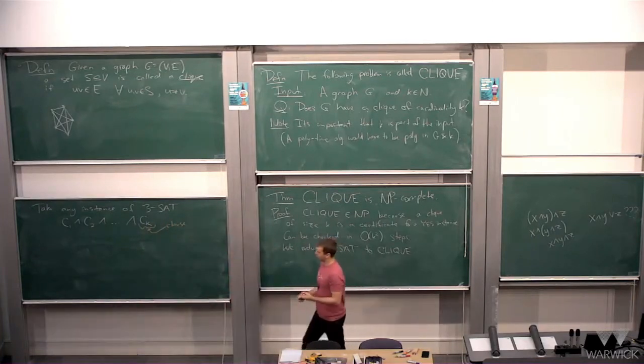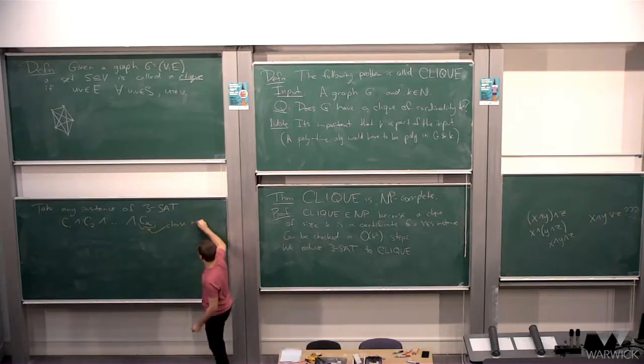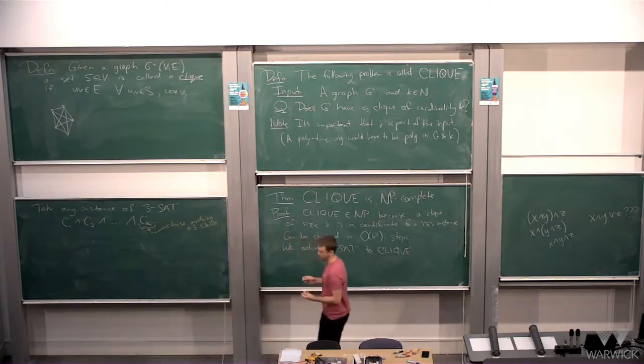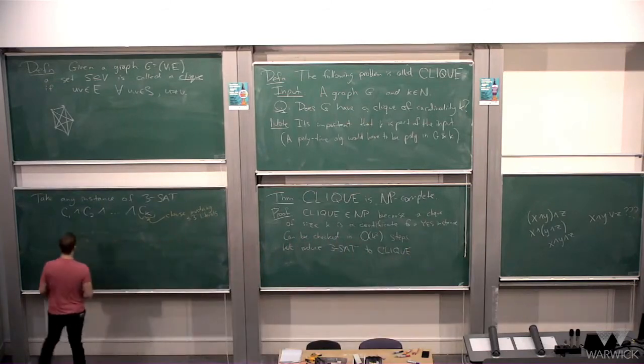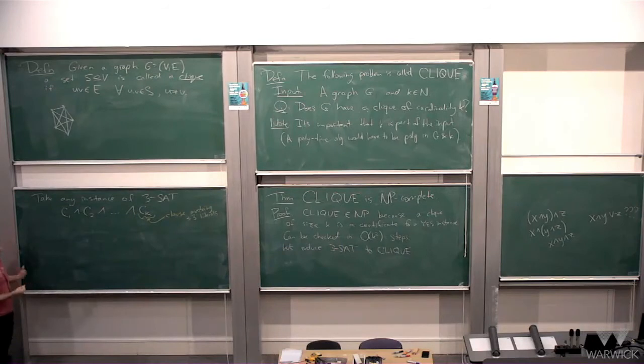Right? And so it's a clause involving at most 3 literals. It's an instance of 3-SAT. And from this we want to build a graph. So notationally this is a bit annoying, so I need to define a bunch of notation here.